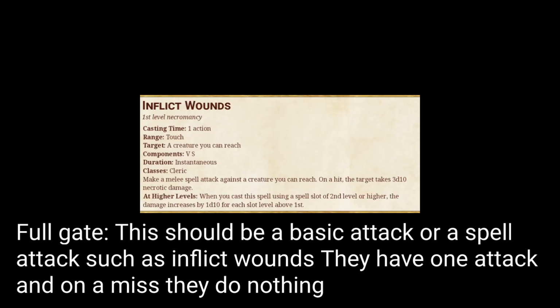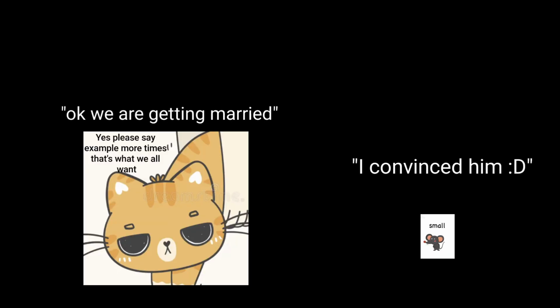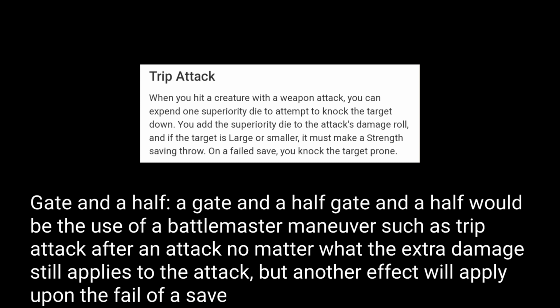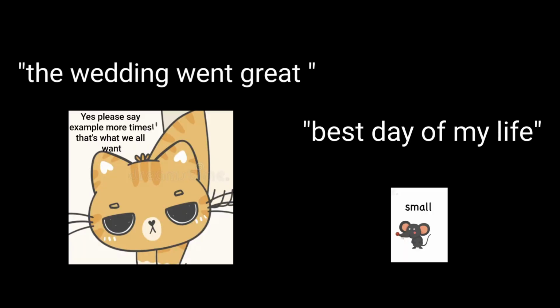Full gate. This would be a basic attack, or a spell attack, such as Inflict Wounds. They have one attack, and on a miss, they do nothing. Gate and a half. A gate and a half would be the use of a Battlemaster maneuver, such as Trip Attack, after an attack. No matter what, the extra damage still applies to the attack, but another effect will apply upon the fail of a save.